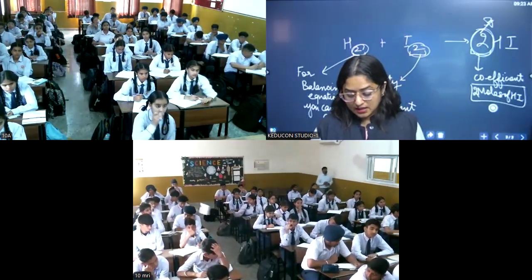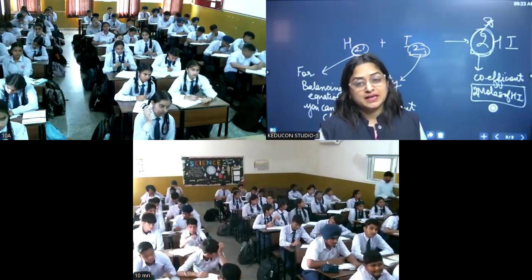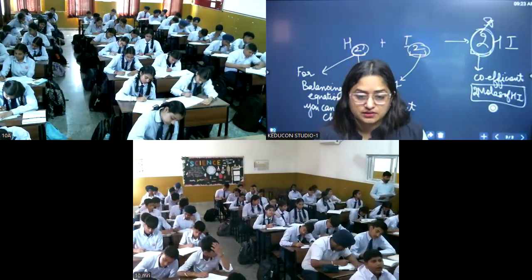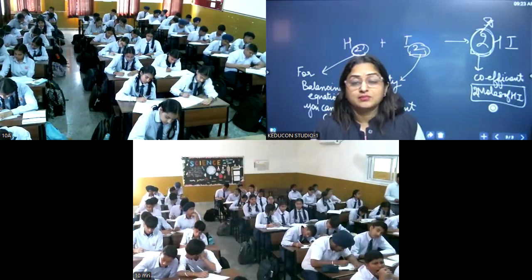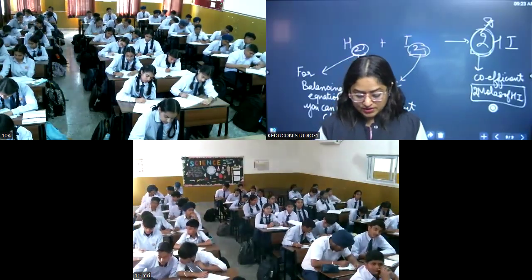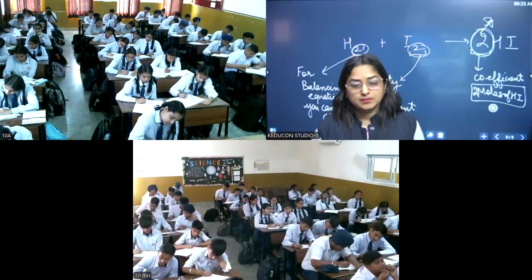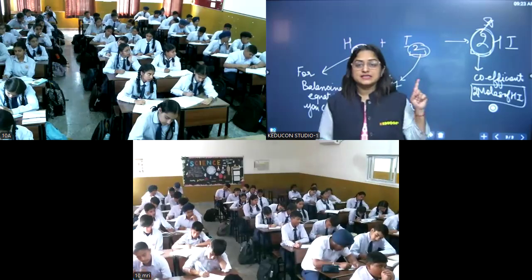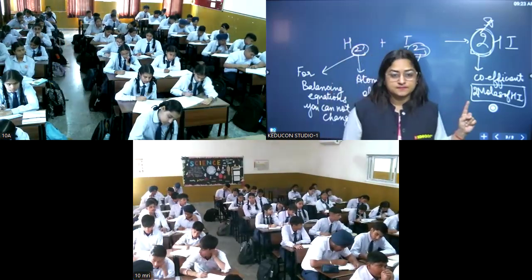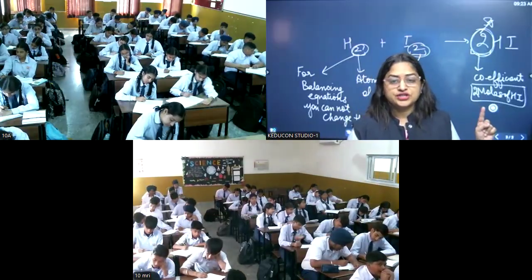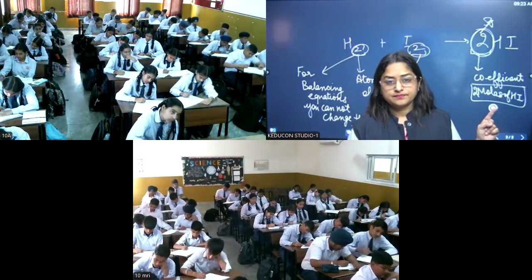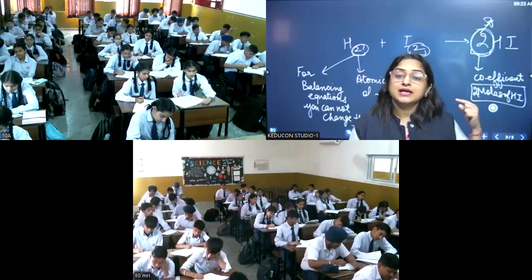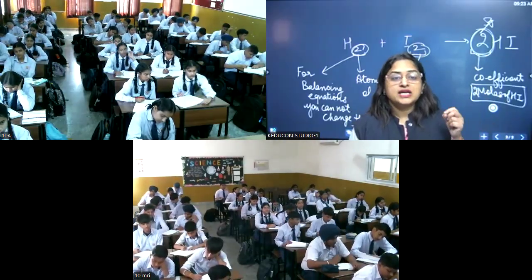So you can write: observations made during chemical reaction. What do you observe? How do you say that a chemical reaction has taken place? So, what are the observations? First is change in state. This is not always there, but there could be any of the factors. So change in state is one of the factors.